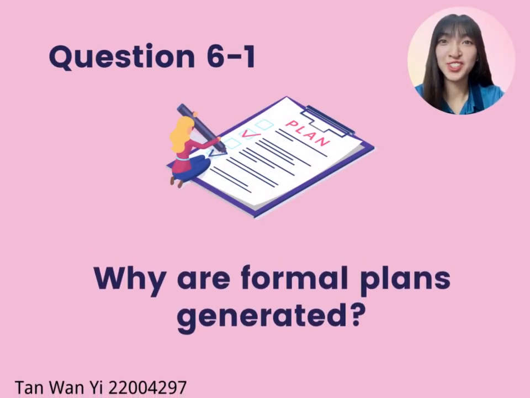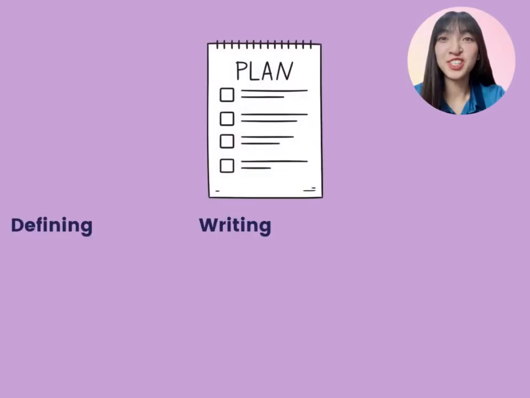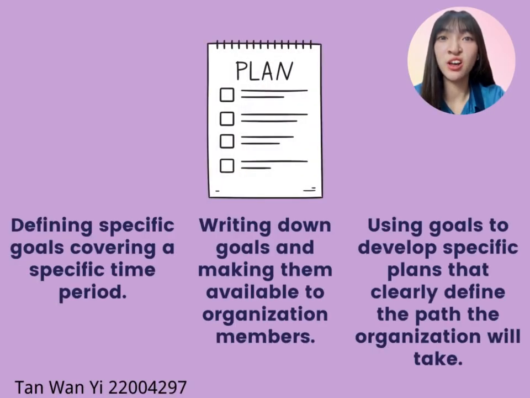Question 1. Why are formal plans generated? There are three reasons of formal plans being generated. Firstly, formal plans are used to define specific goals which cover a specific time period. Secondly, through formal plans, goals are able to be written down and allow the goals to be available to organization members. Lastly, by using the goals that are set to develop specific formal plans, it clearly defines the path the organization will take to get from where it is to where it wants to be.